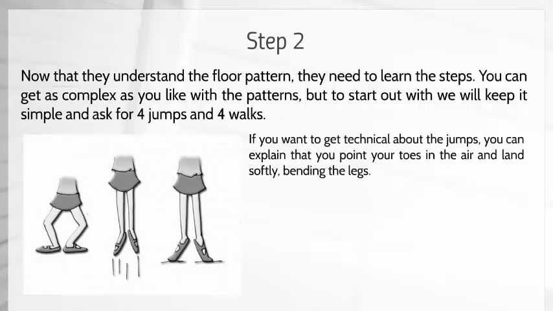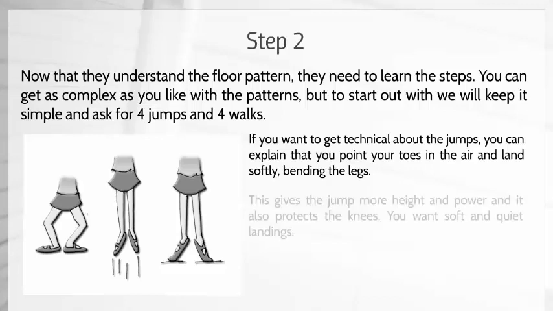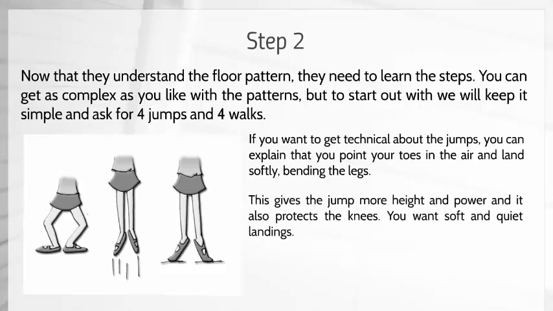If you want to get technical about the jumps, you can explain that you point your toes in the air and land softly, bending the legs. This gives the jump more height and power, and it also protects the knees. You want soft and quiet landings.